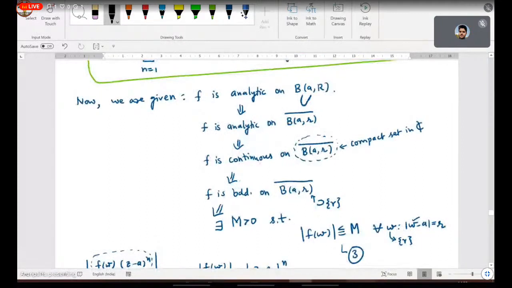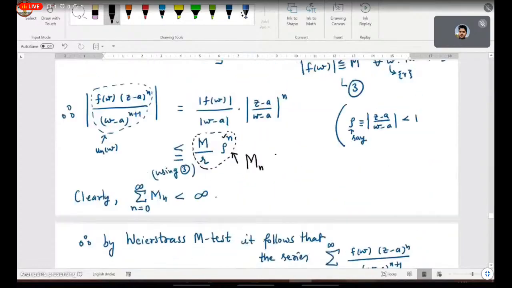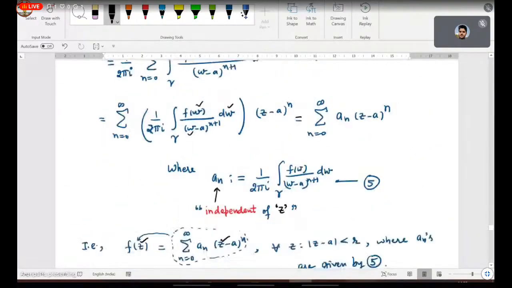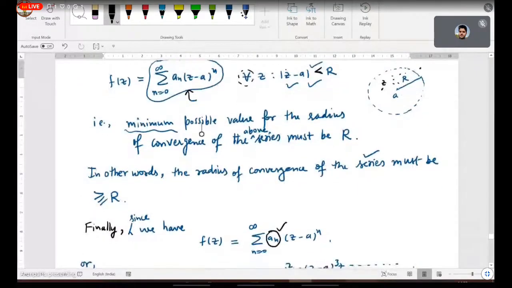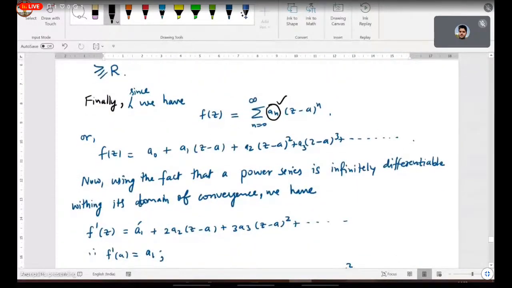Here. In the last step where we have written that since this series a n (z minus a) power n is continuous, no, I said it is infinitely differentiable.